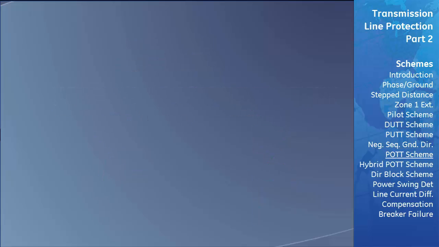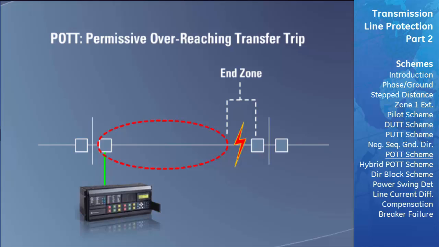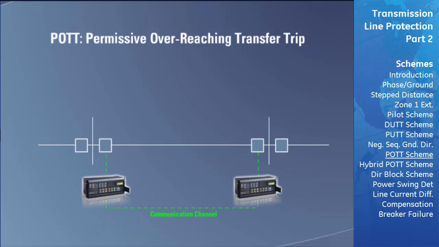The POTT pilot-aided scheme stands for the Permissive Overreaching Transfer Trip Scheme. Like the other pilot-aided schemes, it is used to speed up the clearing of faults that occur in the end zone of a transmission line. Again, a communication channel must be provided between the two relays for the POTT scheme to operate.